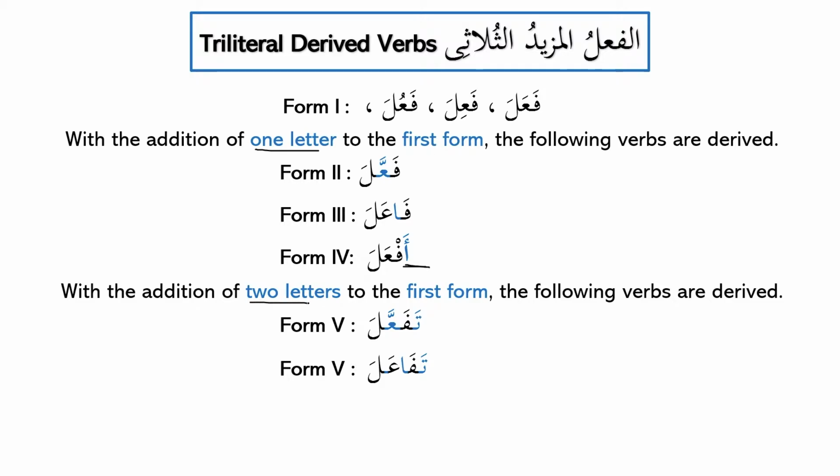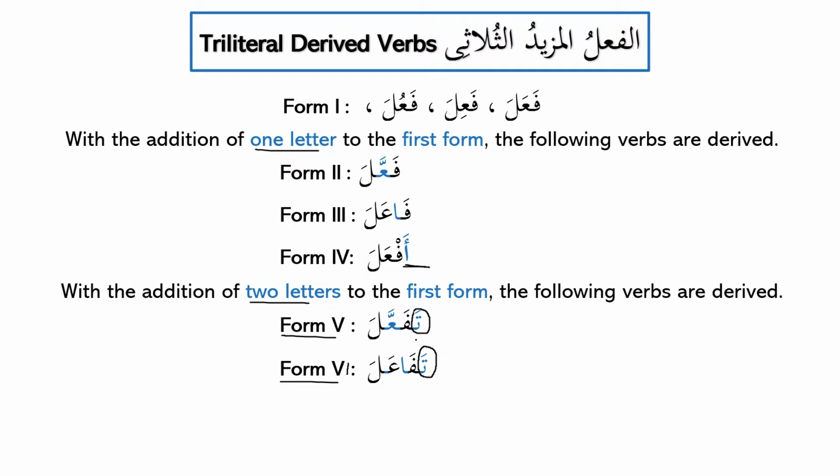And when we add 2 letters to the first form, then what happens? We get form number 5 and form number 6, sorry, 5 and 6. So we have tafa''ala and we have tafaa'ala. Here there is addition of ta to form number 2, and here we have addition of ta to form number 3. That's why we say that this is the reflexive of form number 2 and this is the reflexive of form number 3.